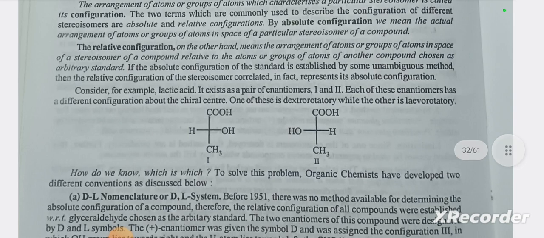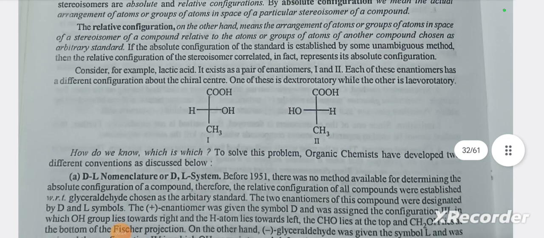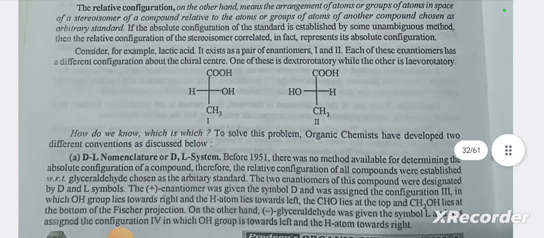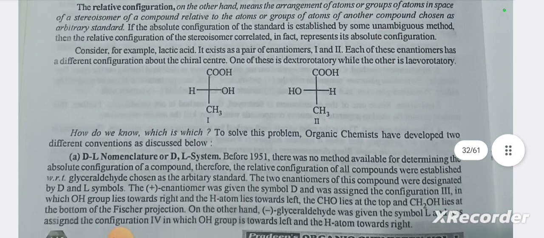By absolute configuration, we mean the actual arrangement of atoms or groups of atoms in space of a particular stereoisomer of a compound. The relative configuration, on the other hand, means the arrangement of atoms or groups of atoms in space of a stereoisomer of a compound relative to the atoms or groups of atoms of another compound chosen as an arbitrary standard.